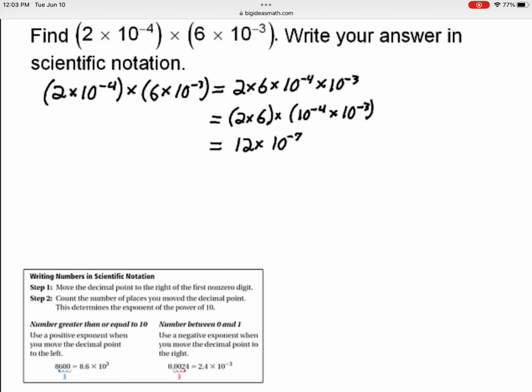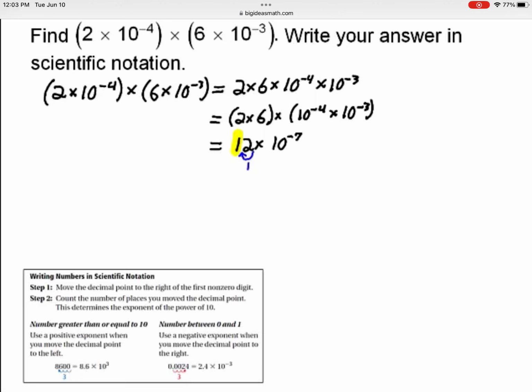So, we need to move the decimal point to the right of the first non-zero digit, which in this case is the 1 in the tens place. Count the number of places the decimal point will move. The decimal point will move 1 place.